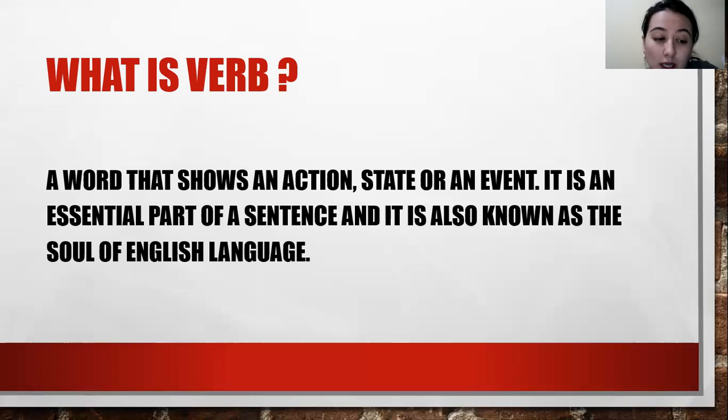So we know that there isn't any sentence, there aren't any sentences without a predicate. Yes, predicate, this is actually the verb. So no sentence without a predicate. That's why the verb is an essential part of a sentence in the English language.